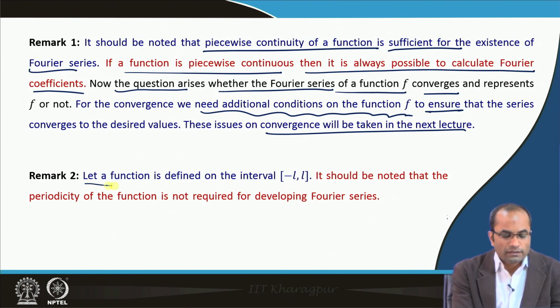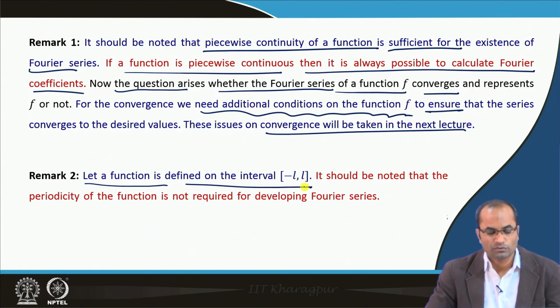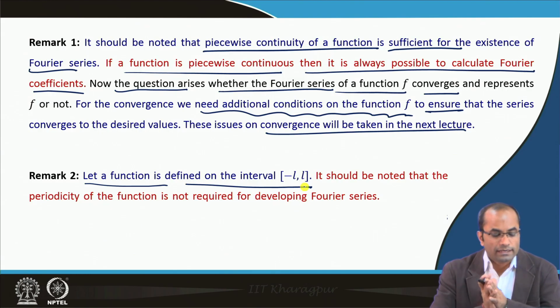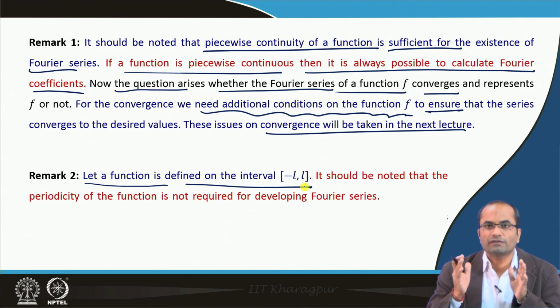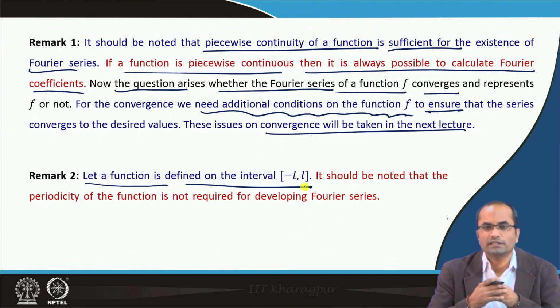Now, another remark: let a function be defined in minus L to L. So, we have a function which is defined in minus L to L, that is all, and periodicity of the function is not required as such to develop the Fourier series, because we need a function defined in minus L to L, or minus pi to pi for the special case, and then we can find a_n and b_n, and we can write down the corresponding Fourier series.